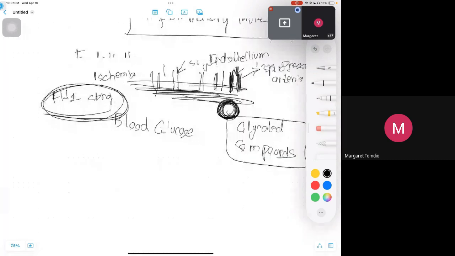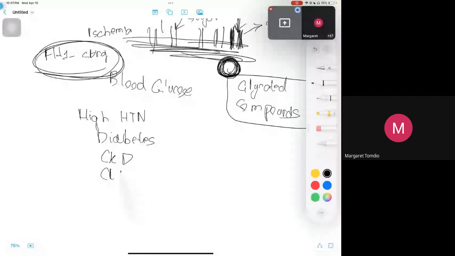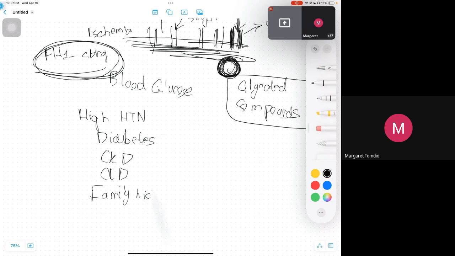And another important thing is that whenever you have any of such problems, high blood pressure, diabetes, CKD, chronic liver disease, family history of preeclampsia, you have to give aspirin to the mother starting at 12 weeks of pregnancy. That is important. Remember this thing.